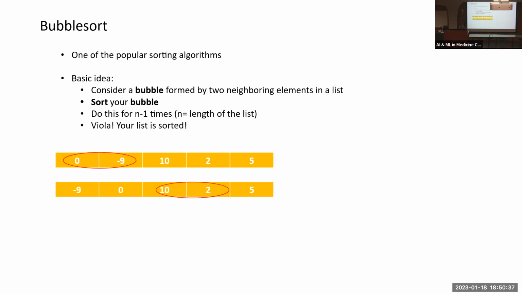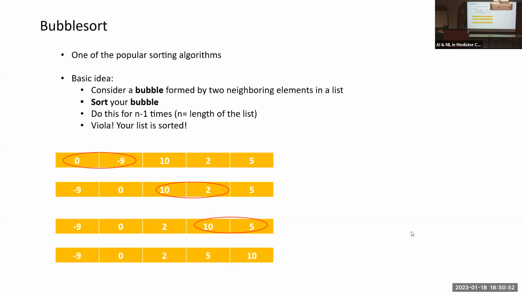Now my bubble is here, 10 and 2. Are they sorted? No. So I have to swap. So I am swapping 2 and 10. Now I have to move my bubble again. 10 and 5. Are they sorted? No. So I have to sort this again.